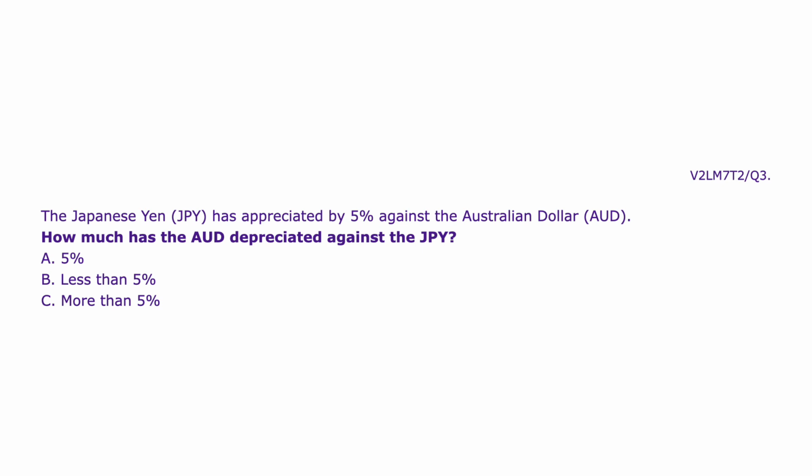The Japanese yen, JPY, has appreciated by 5% against the Australian dollar, AUD. How much has the AUD depreciated against the JPY? A. 5%. B. Less than 5%. C. More than 5%.